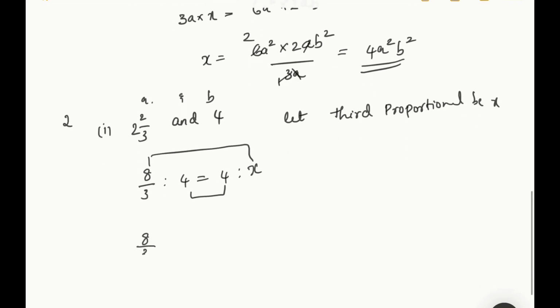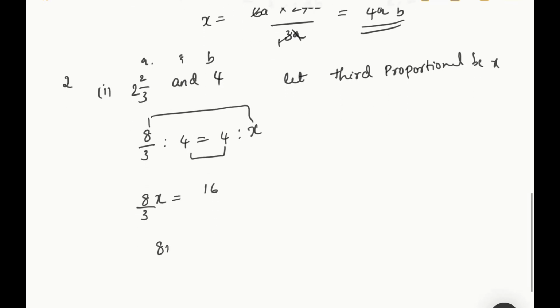8 by 3 into x equals 4 fours are 16. 8x equals 16 into 3. x equals 16 into 3 by 8. 8 ones are 8, 8 twos are 16. So 2 threes are 6. So I get the answer x equal to 6. Okay.